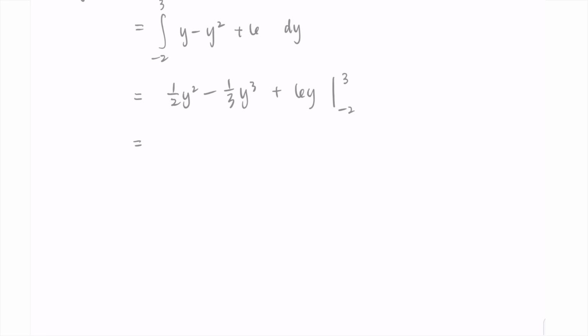So I'm going to plug in 3 first. So I have 1/2 times 3 squared minus 1/3 times 3 cubed plus 6 times 3. And then I subtract off what happens when I plug in -2. So I have 1/2 times -2 squared minus 1/3 times -2 cubed plus 6 times -2.